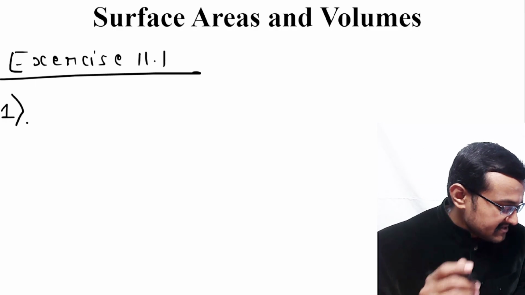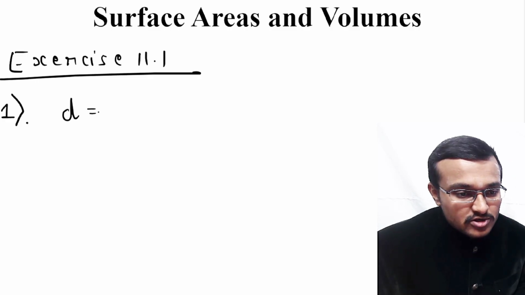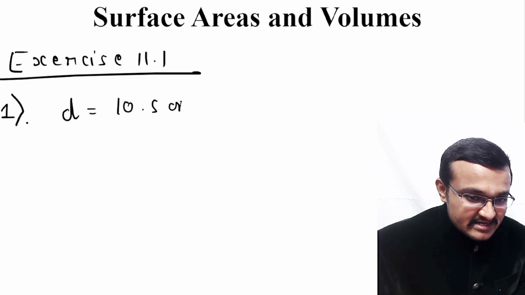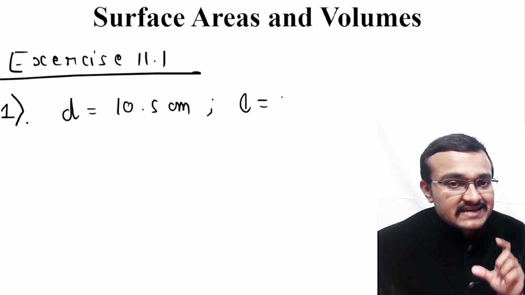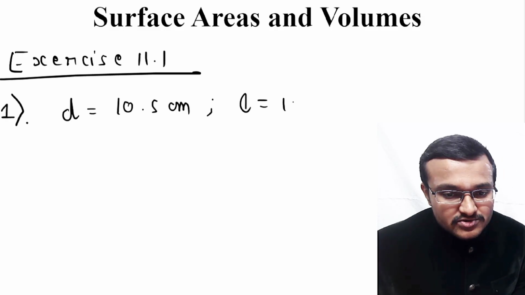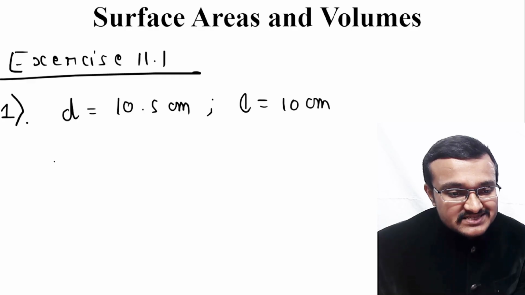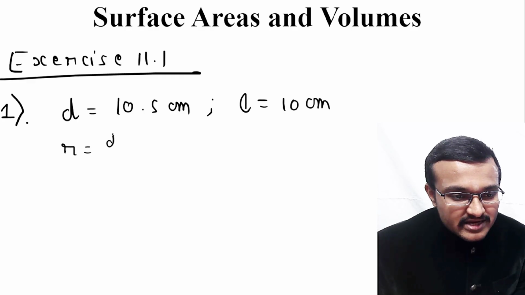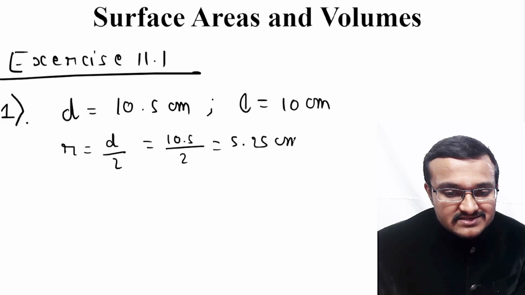Now here, they have given the diameter of the base of the cone, that is equal to 10.5 centimeter, and they have given the slant height, that is L. The slant height is L, the actual height of the cone is H. So slant height L is equal to 10 centimeter. Now you have to find out CSA. In order to find out CSA, you want the radius. In order to find out the radius, you divide the diameter by 2. So you'll get the radius of the base of this cone. 10.5 divided by 2 will be 5.25 centimeter.